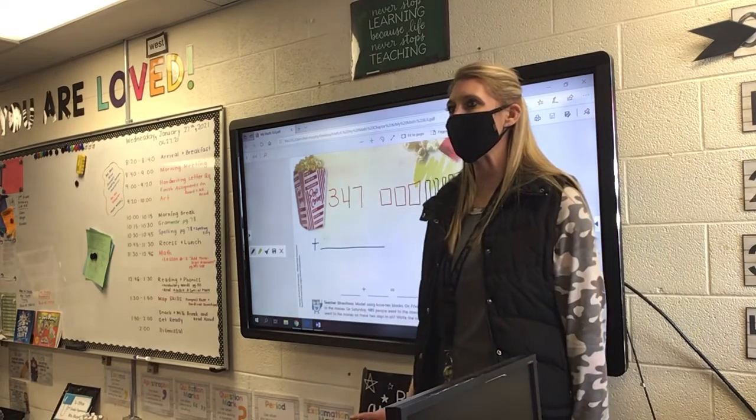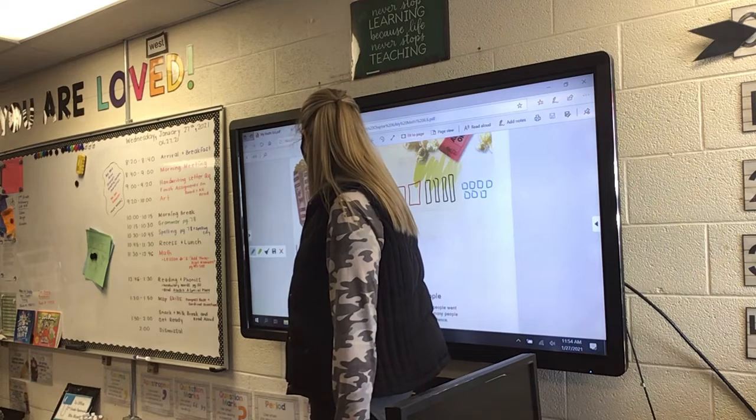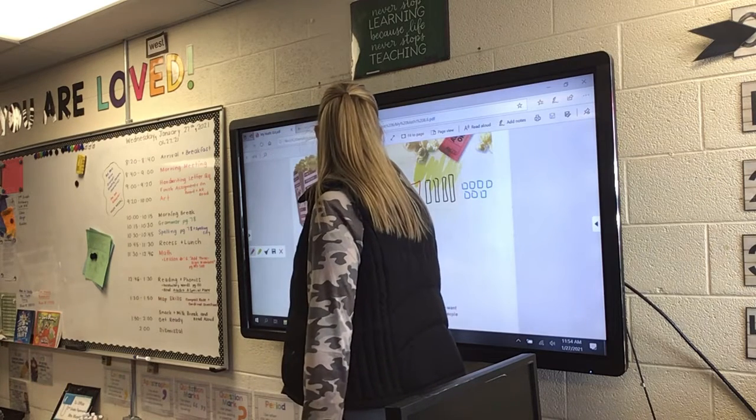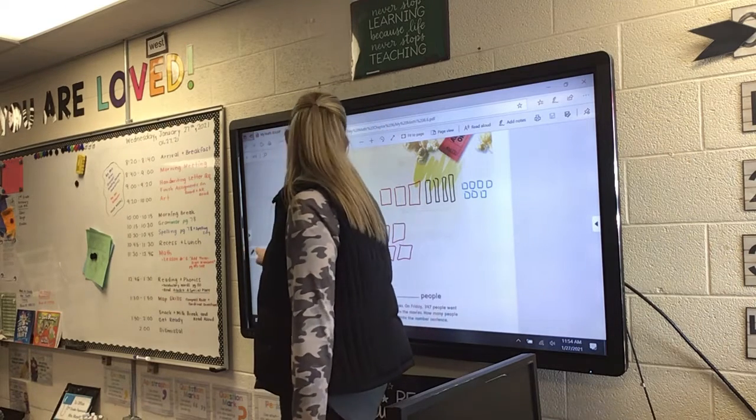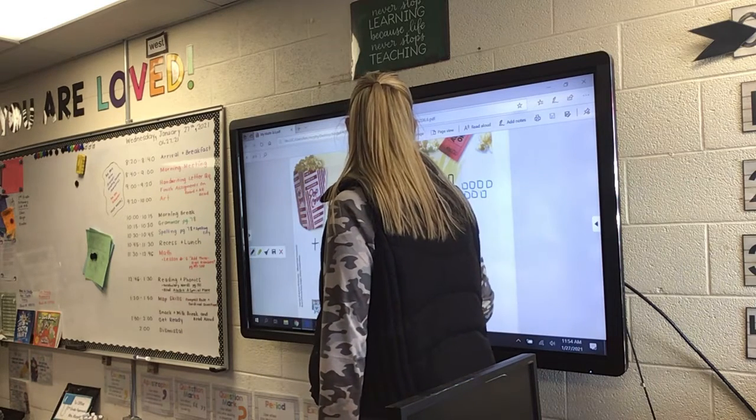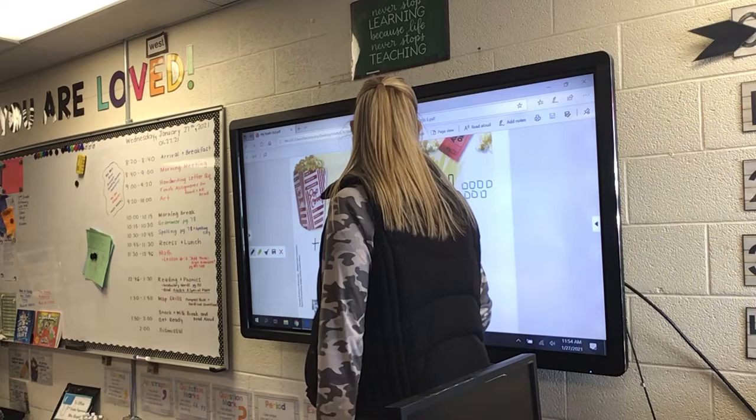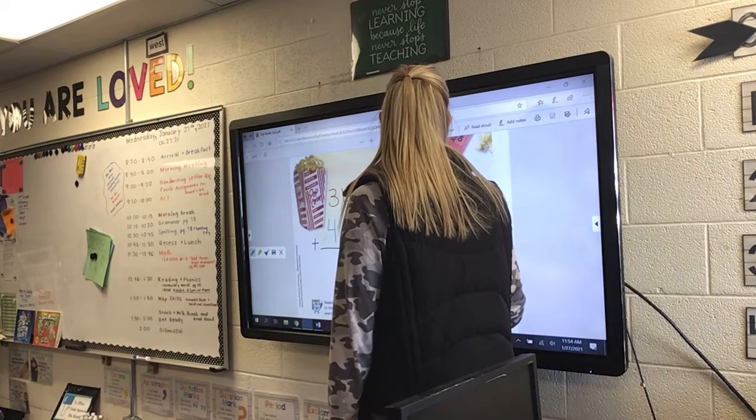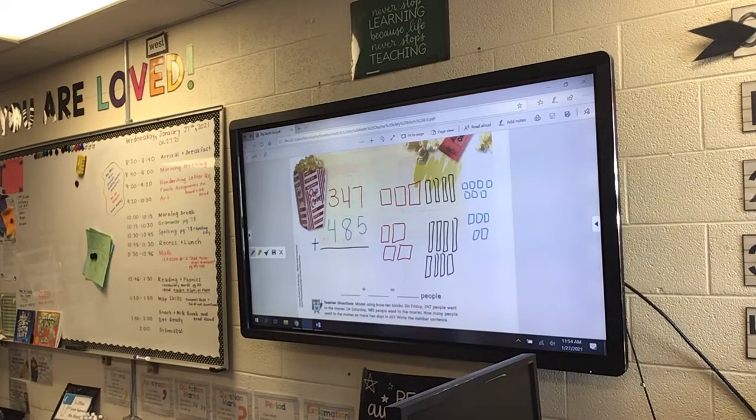Now, how many people went to the movies on Saturday? Addie? 485. So then over here I need to draw 4 flats, or 400s, and then I need to draw 8 tens. Whoa, that's a lot of tens. And then I need 5 ones. I'm not going to draw the blocks because I'm bad at drawing blocks. Just do your best. Write it down. I want to see your work.